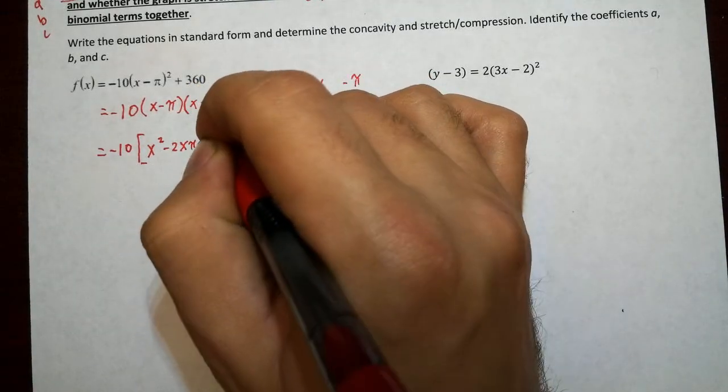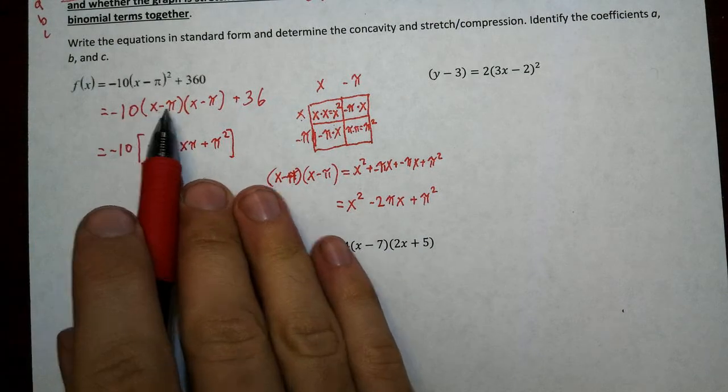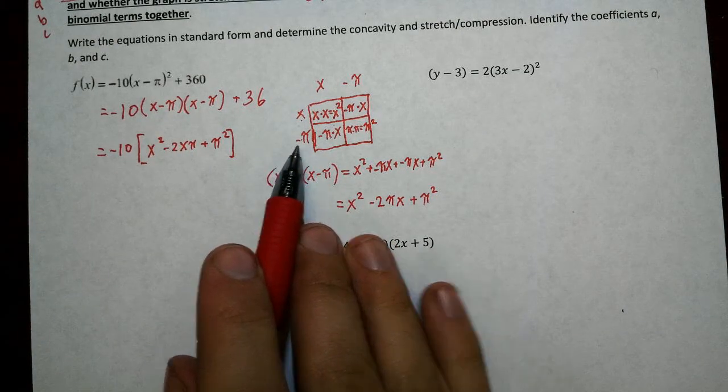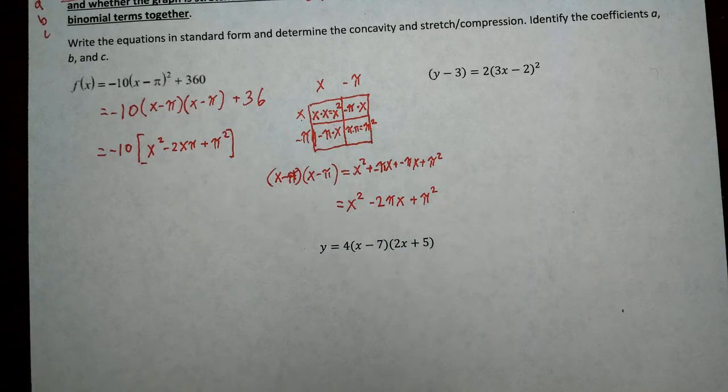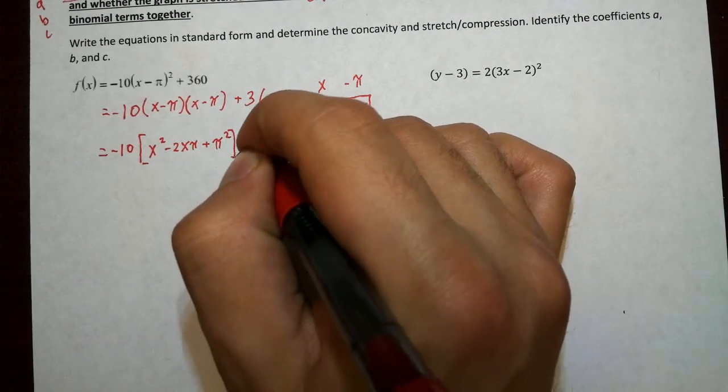What you can do is distribute the negative 10 into one of these terms and then multiply that over here. That's going to give you the same answer if you want to do that. Maybe you think it's a little bit easier. I don't know. Okay, and then just bring down that plus 36.